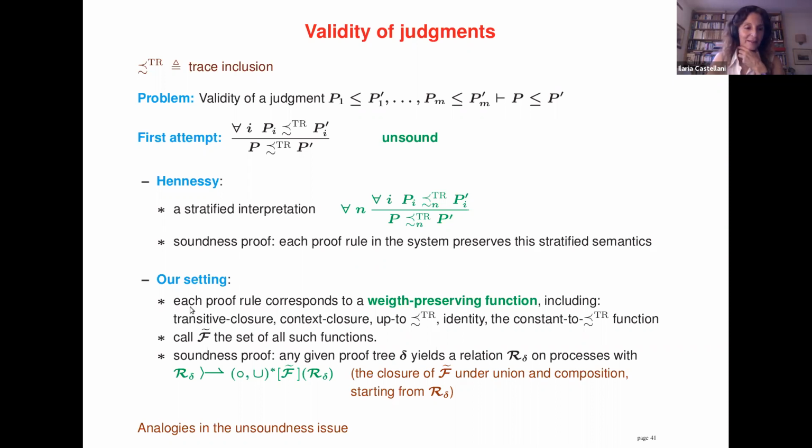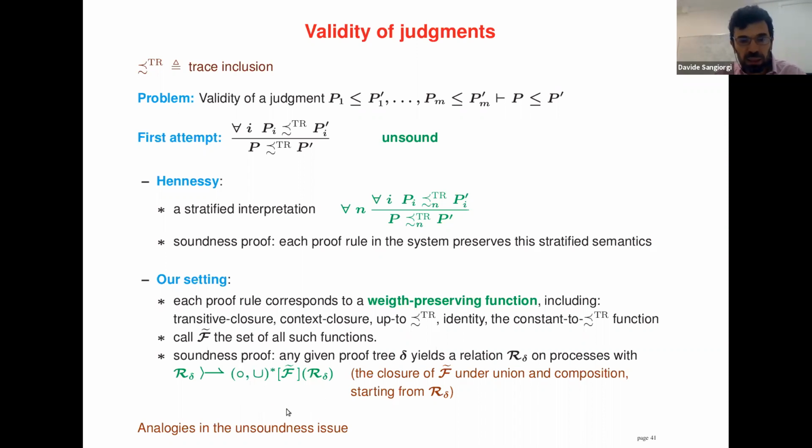In the setting of enhancements, the proof amounts to the following. First of all, each proof rule corresponds to a weight preserving function, and there are several of them, like transitive closure, context closure, up to the trace preorder, and so on. Call F the set of such functions. Then the soundness proof essentially shows that, given any proof tree in the system, I can extract from this proof tree a relation R on processes such that this relation progresses to its closure under the given functions, which can be used as many times as you want and composed using function composition and union.